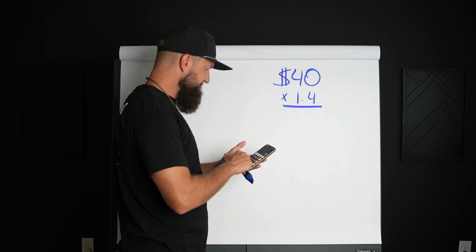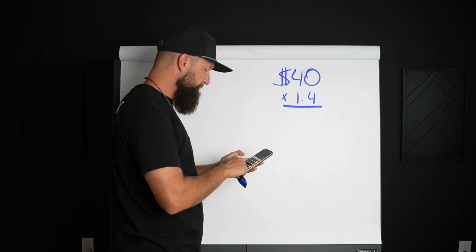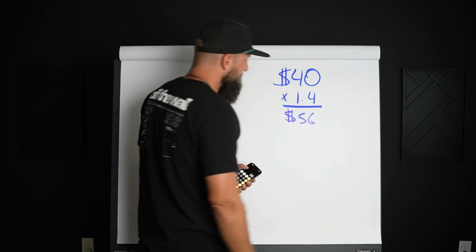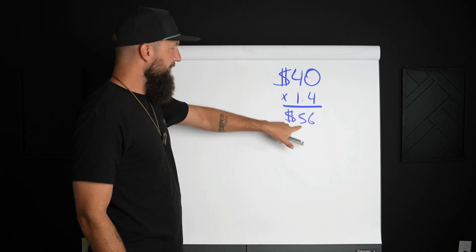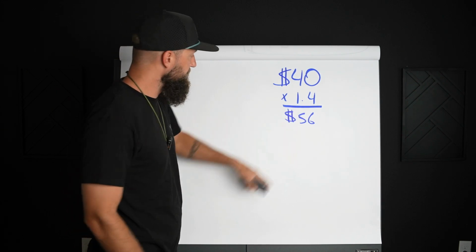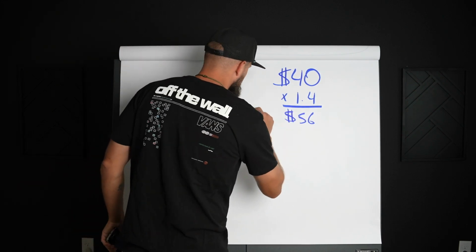So let's math this out. 40 times 1.4 equals $56. So this employee, every hour, this $40 employee actually costs you $56 an hour to employ. That would be your labor burden rate.